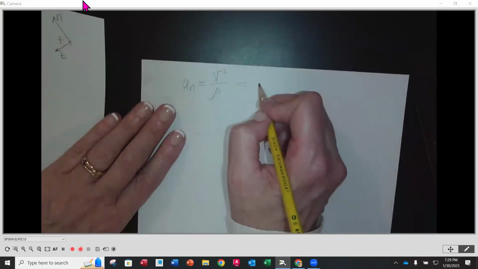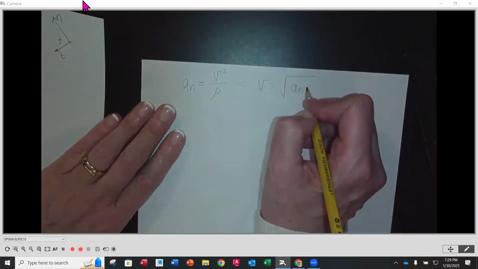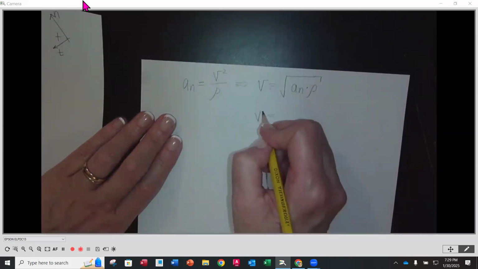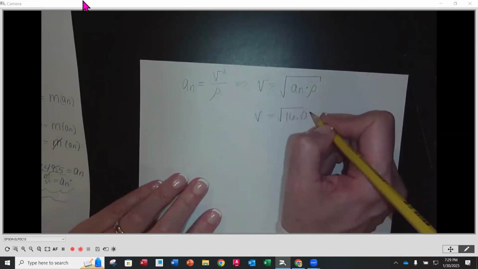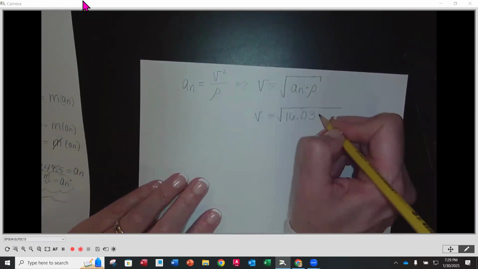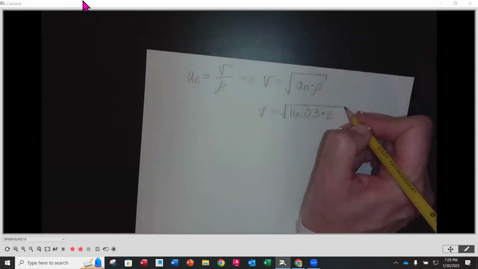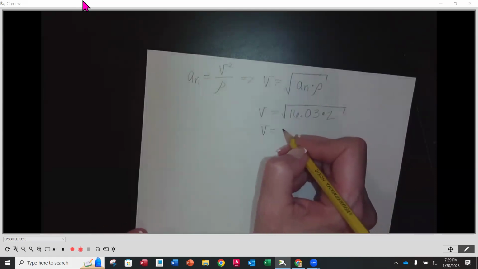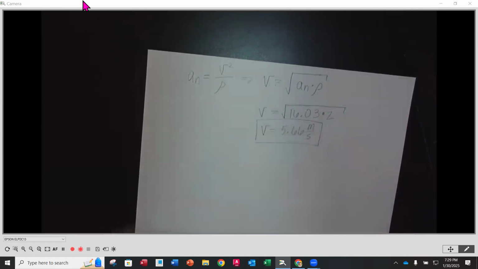So we're going to rearrange that. We're going to say v is equal to the square root of, because it's v squared, the normal acceleration times that radius of rotation or radius of curvature. So we know that our normal acceleration we calculated to be 16.03, okay, times that radius of rotation is 2, okay? So our velocity is going to be equal to 5.66, and our units would be meters per second.